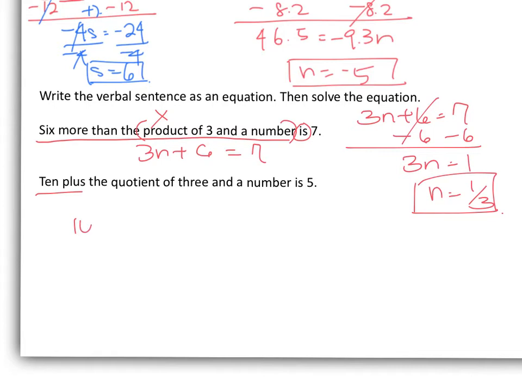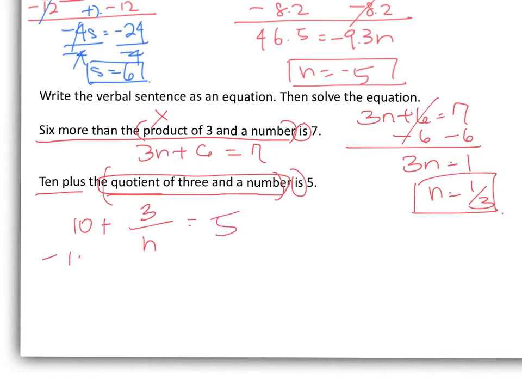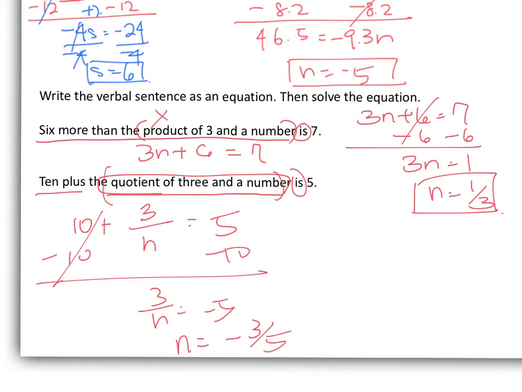10 plus the quotient of 3 and a number. So this should be in parentheses. 3 and a number is 5. So we subtract 10 from both sides. And then n should be negative 3 over 5.